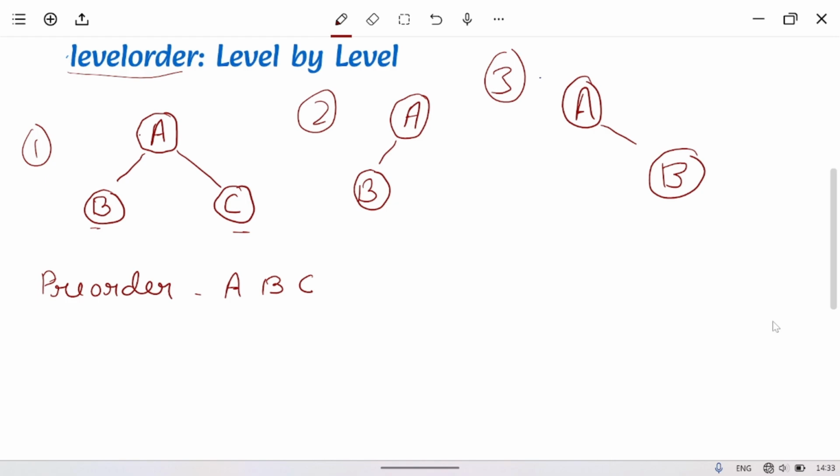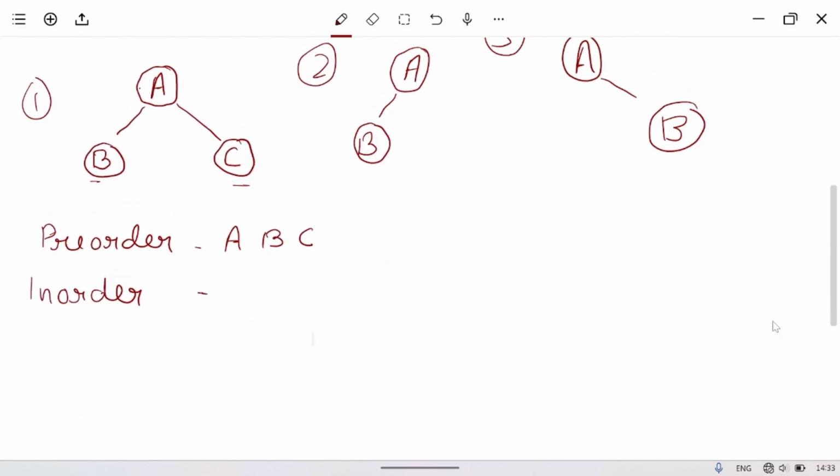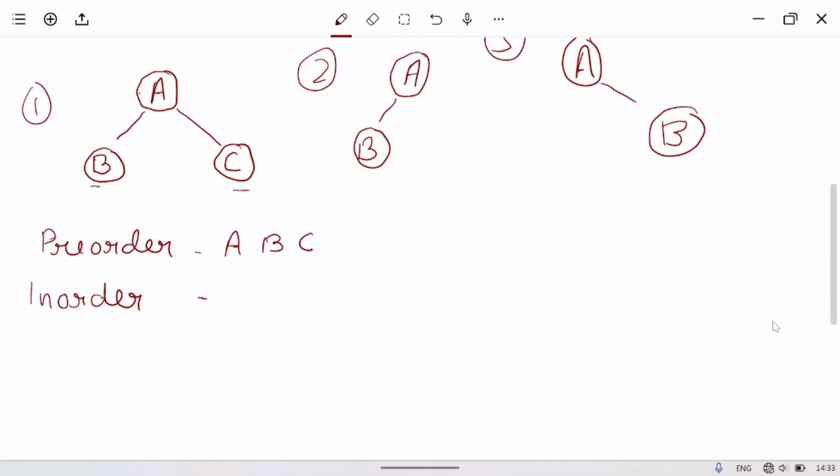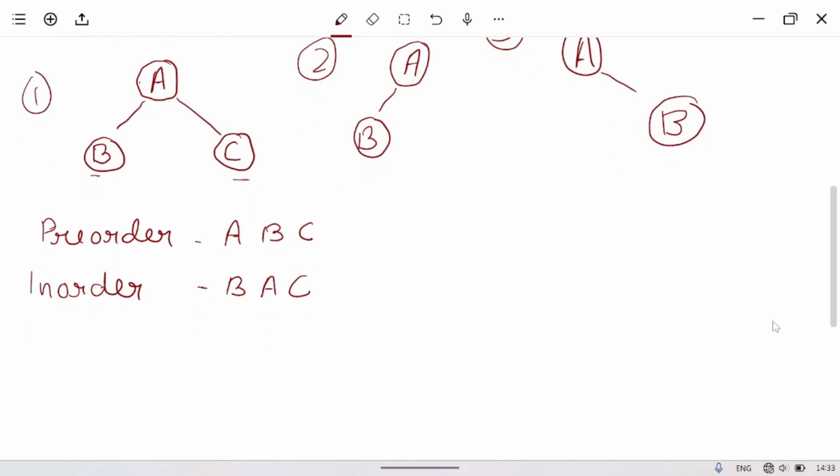Next I will write in-order traversal. What have we learned? Left, visit node, then right. So first it will be left, meaning B, visit node A, then right, meaning C. For simplicity, just assume this is a function: left, then node, then right.